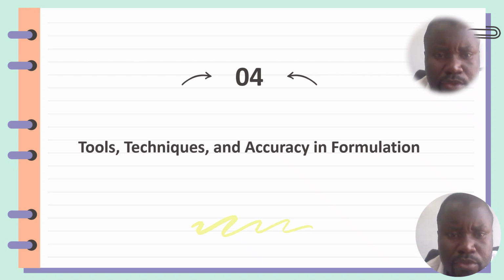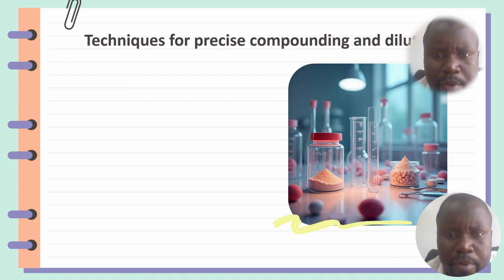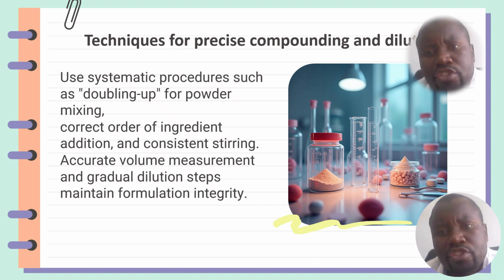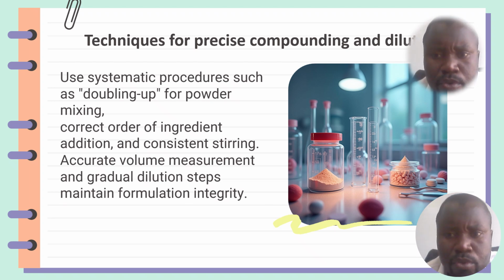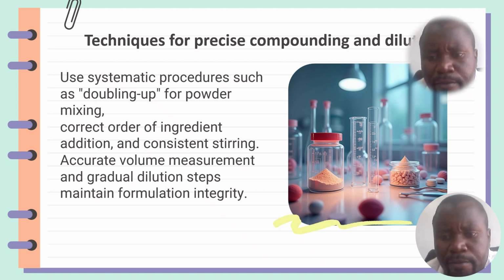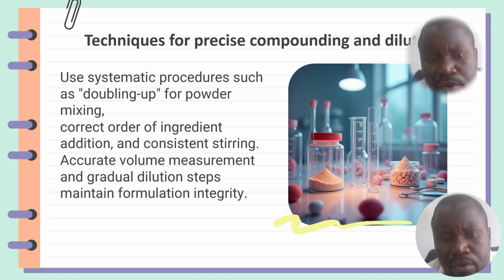Quickly, some of the tools and techniques needed. Basically, you need to be able to weigh. Remember, we've talked about the equipment. We have measuring cylinders, conical flasks, and weighing machines. When we come to do the actual preparations, you are going to look at some of the techniques that we use, for example, doubling up for powder mixing, and how we ensure there is a technique we can use in incorporating several powders together to make a final formulation.